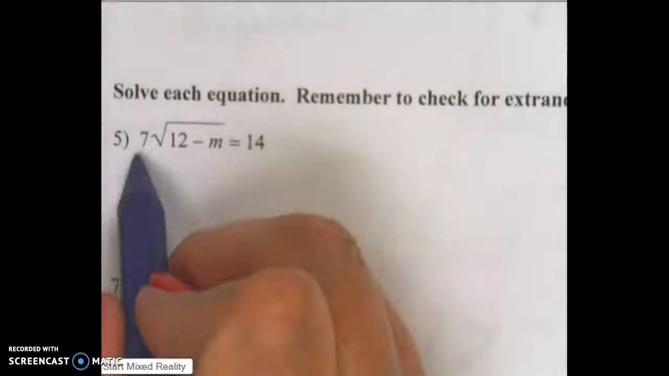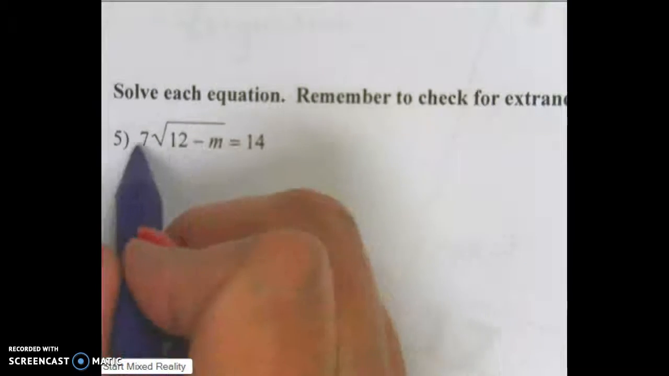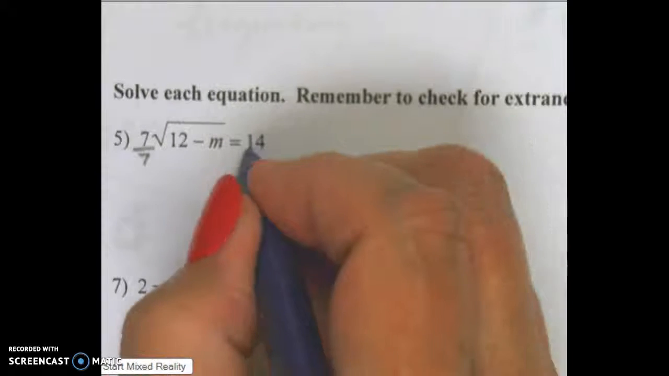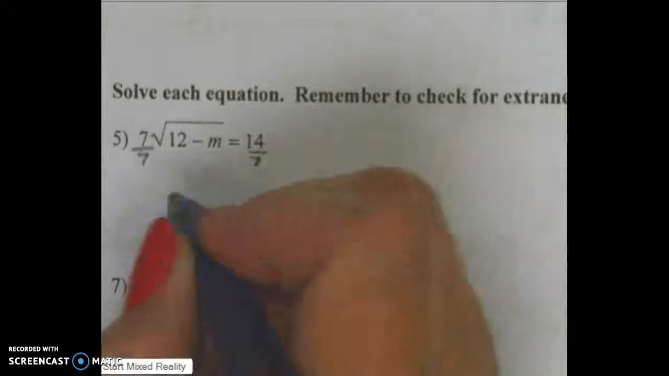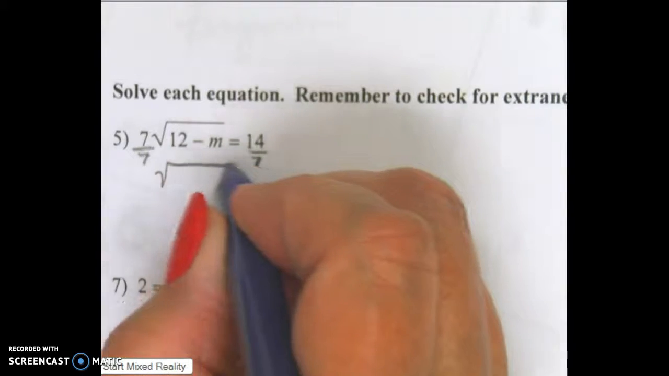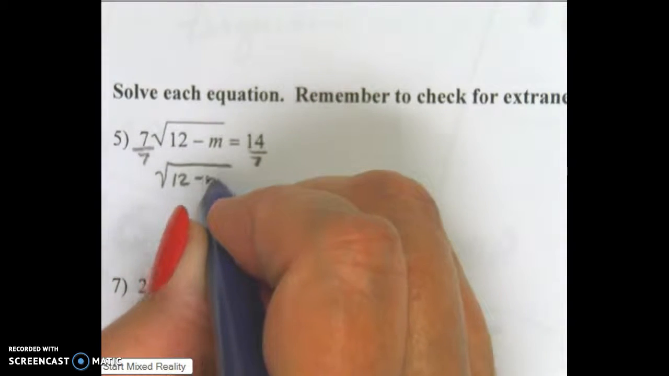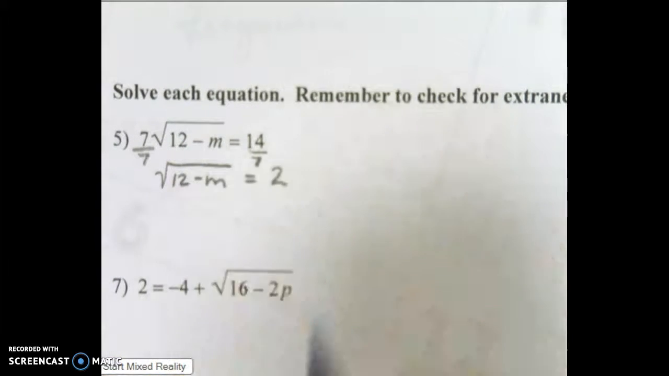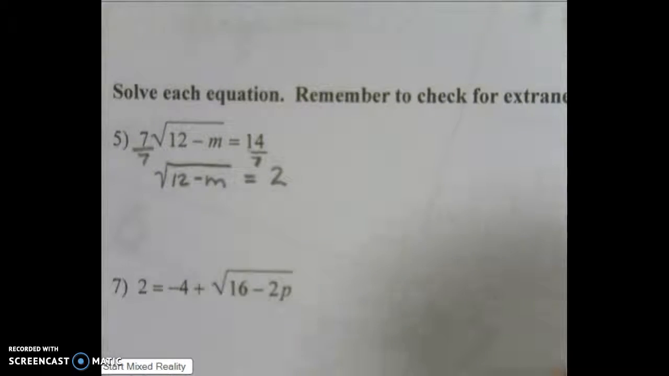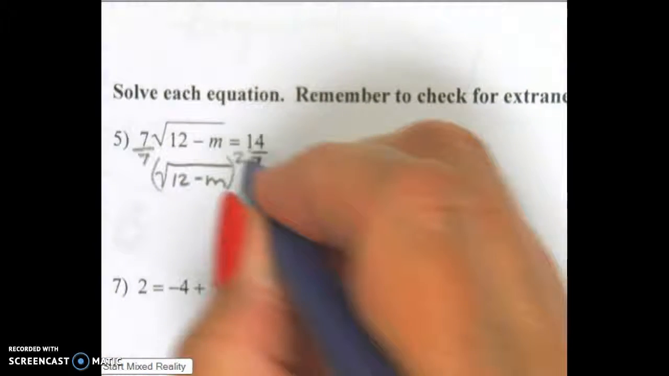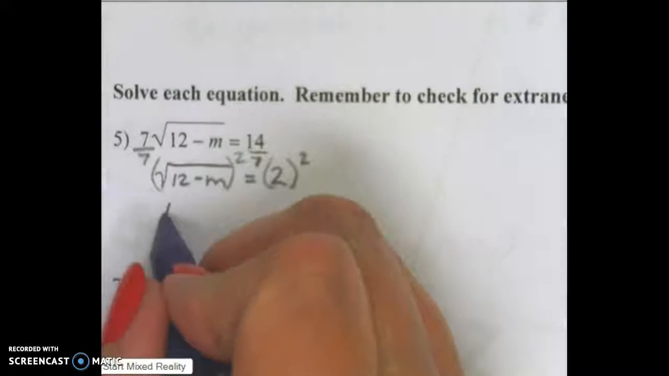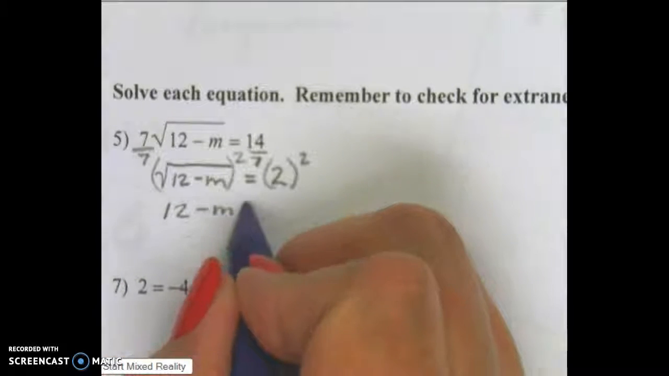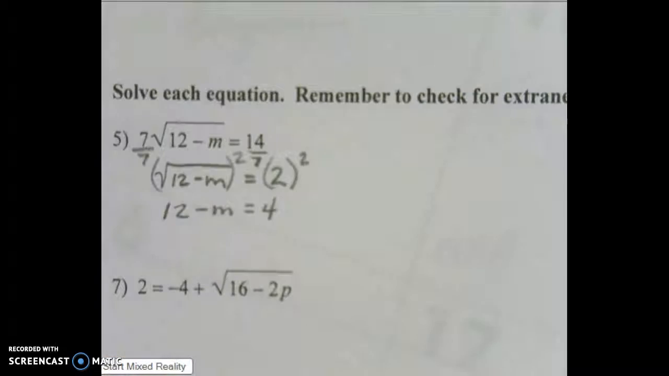This 7 on the outside is being multiplied, so I have to divide by my 7. I will divide both sides by 7 because that's the inverse operation. So I get the square root of 12 minus m is equal to 2. To get rid of a square root, I square both sides. I must square both sides. So that leaves me 12 minus m equals 4. And I must continue solving my equation.